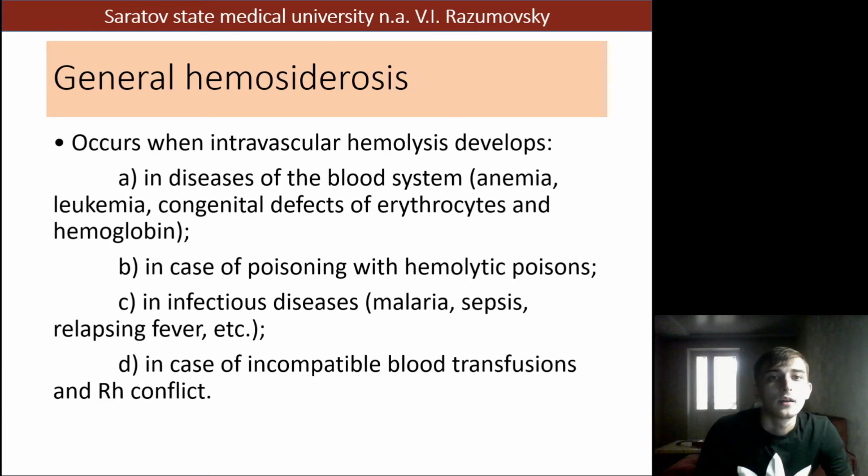General hemosiderosis occurs when intravascular hemolysis develops. In diseases of the blood system, for example, anemia, leukemia, congenital defects of erythrocytes and hemoglobin. In case of poisoning with hemolytic poisons, in infectious diseases, for example, malaria, sepsis, relapsing fever, in case of incompatible blood transfusion and rhesus conflict.